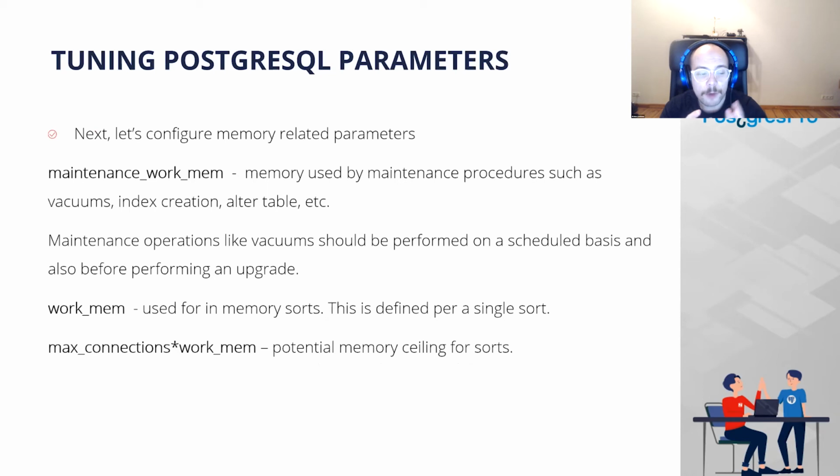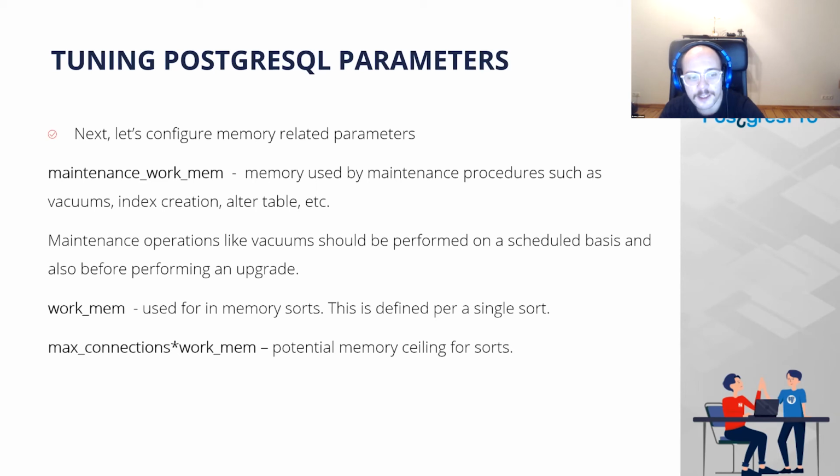Next up, working memory and maintenance working memory. So maintenance working memory is memory used by maintenance procedures, vacuums, index creation, table alters, and so on. And when does this happen? Except for the vacuum, this happens mostly during upgrades. So this should be quite tuned for the upgrades. We should have as much working memory as we can afford, at least temporarily during the upgrade. But if we have regular vacuums, which we'll cover in a moment, then of course we should also have memory allocated to this.